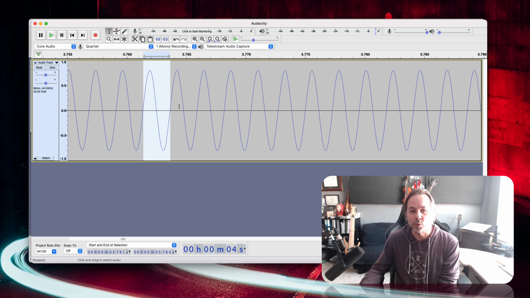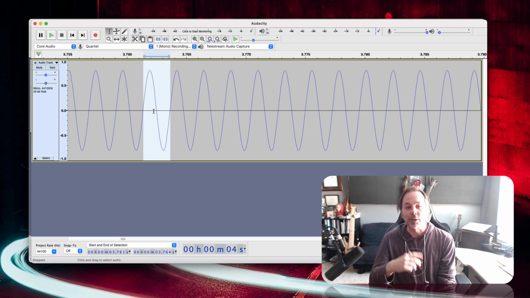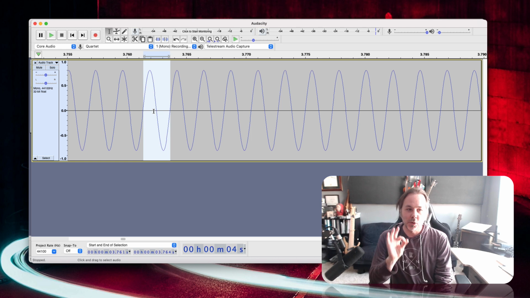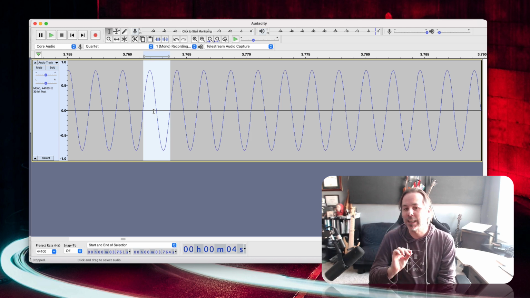So this would be called one phase of the sine wave, or one cycle of the sine wave. It goes from 0 to 1 to 0 to -1 to 0. So that makes a circle, and we call that a sine wave. Now, circles and sine waves are good. They are pure sounds, they are clean, they are simple.